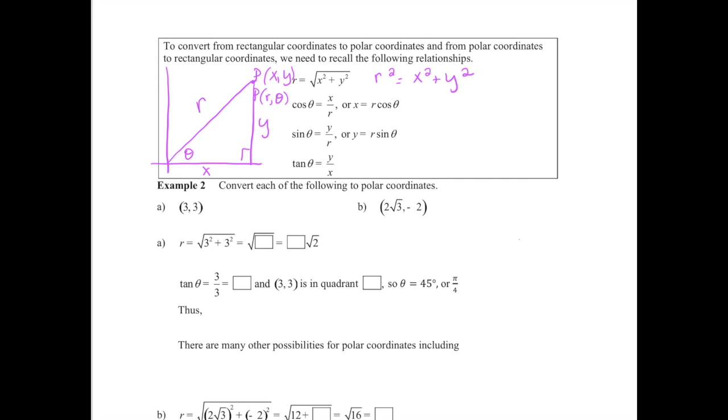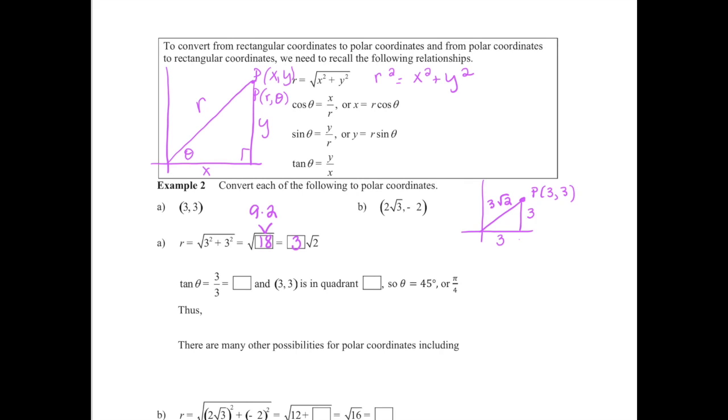So I'm just going to quickly draw a sketch here of our point 3, 3. So we know it's going to be here. So if this is the point 3, 3, we would go to the right 3 and up 3, and we can find our radius by using the Pythagorean theorem. So the square root of 3 squared plus 3 squared, which is 18. We know 18 is the same as 9 times 2, because I can take the square root of 9. We'll end up with 3 square roots of 2 for our radius.